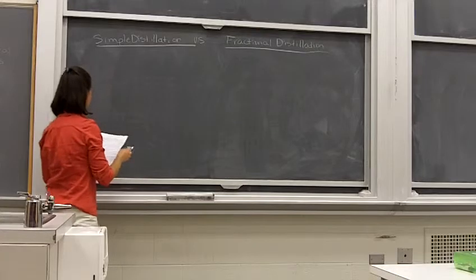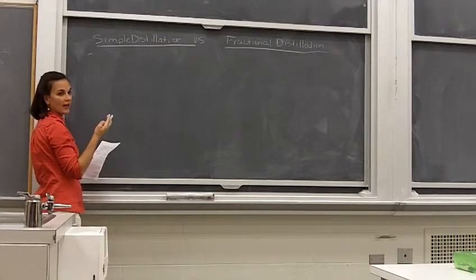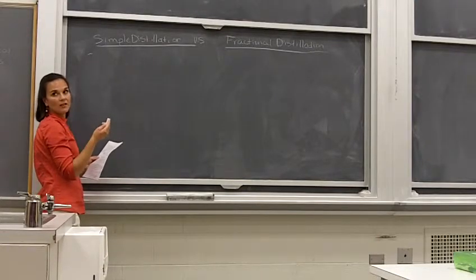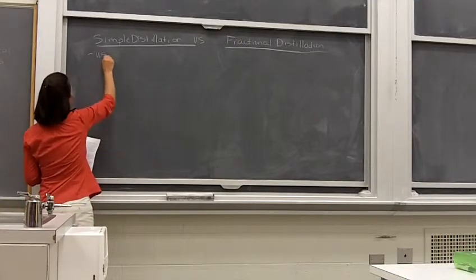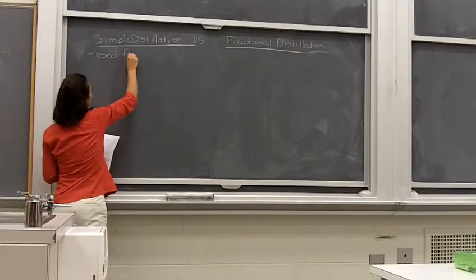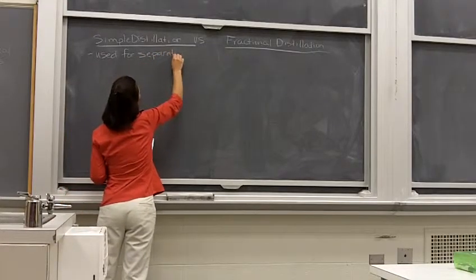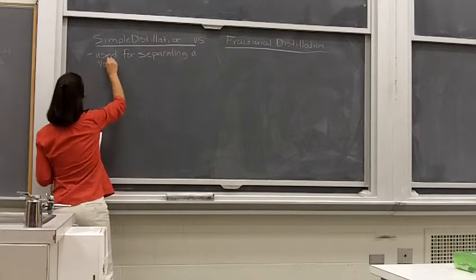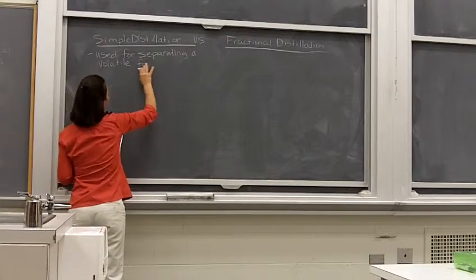Okay, with a simple distillation, and we've used this twice, once for taking the hexane off of your unknown from experiment 1, and once for removing the ether from your trimyristin in experiment 3. It is used for separating a volatile from a non-volatile compound.